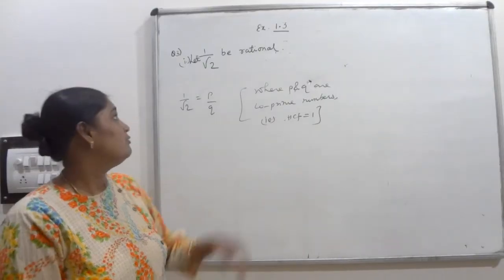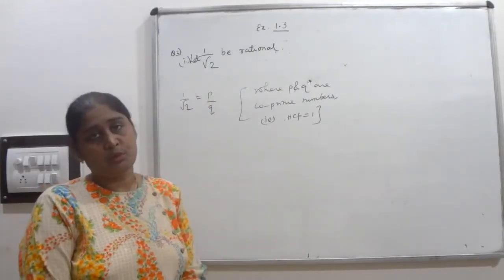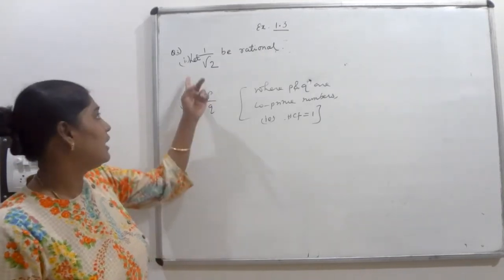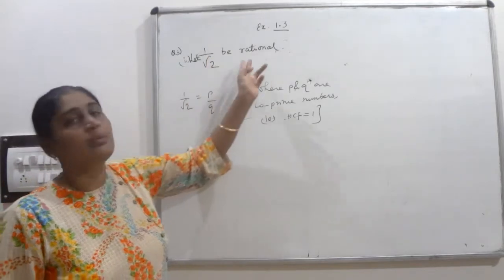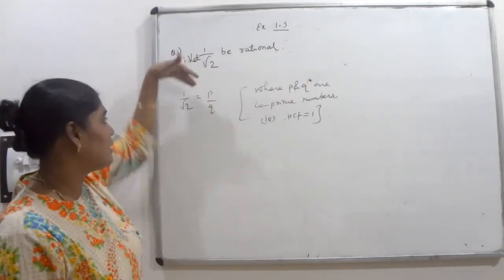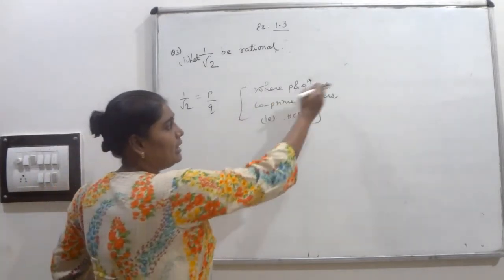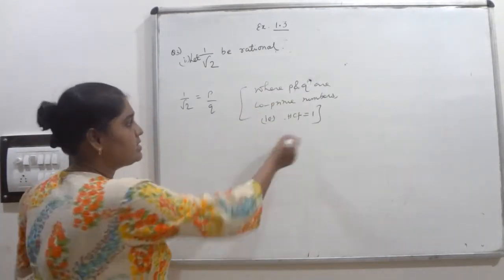Question number 3, first part. You have to prove that 1 upon root 2 is an irrational number. For that, let 1 upon root 2 be a rational number. A rational number can be written in the form of P by Q, where P and Q are co-prime numbers, their HCF is 1.